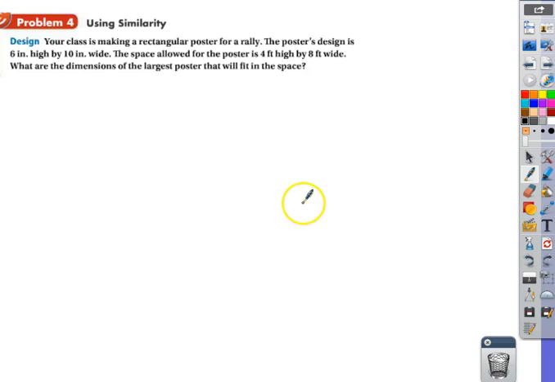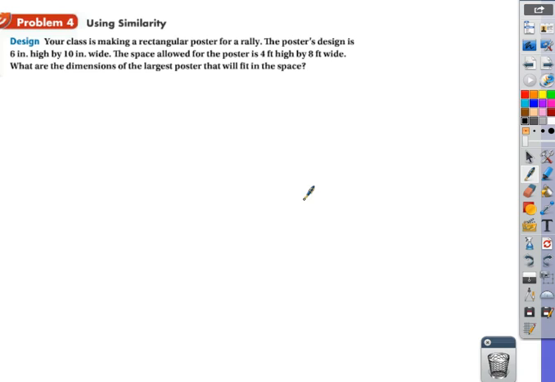All right, here's where it gets tricky. So your class is making a rectangular poster for a rally. The poster design is 6 inches high by 10 inches wide. So somebody drew it out on a piece of paper, and their design was 6 by 10 inches. The space allowed for the poster is 4 by 8. So we have to determine what's the largest we can enlarge this 6 by 10 to so that it will still fit into a 4 by 8.